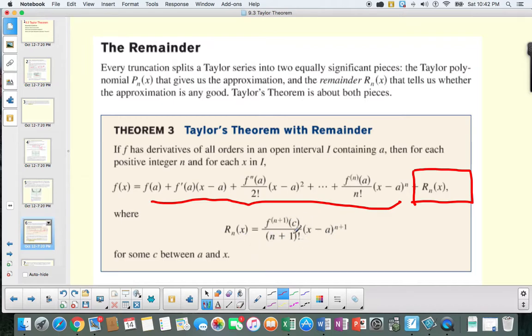It's actually the very next term, so it's the very next power, n plus 1, evaluated at c, we're going to talk about what c is, divided by the factorial, and then the polynomial to the n plus 1 power. So this right here represents all the rest of the terms that we have eliminated.